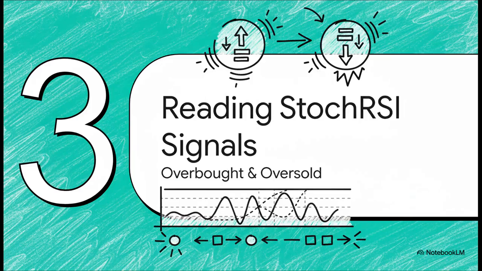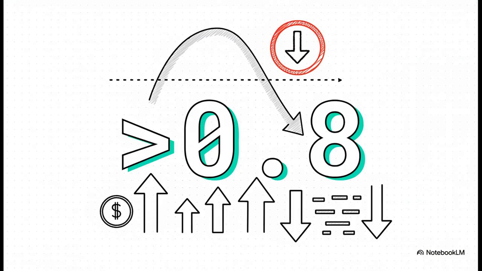Okay, so that's the theory. But how does this actually look on a chart? What are we supposed to do with it? Let's break down the signals it's sending us. All right, so unlike the RSI, the stock RSI is usually standardized. You'll see it on a scale from 0 to 100 on most trading platforms, or, like we have here, 0 to 1. When you see that line pop up above 0.8 or 80, that's your overbought signal.